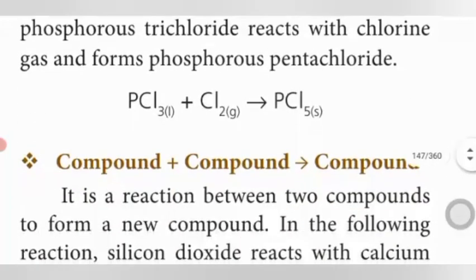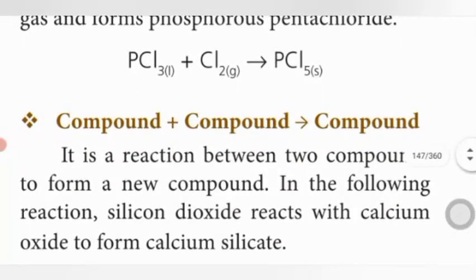The third type of combination reaction is compound plus compound gives compound. Both reactants are compounds. Both compounds combine to form a new compound. This is the third type of combination reaction.